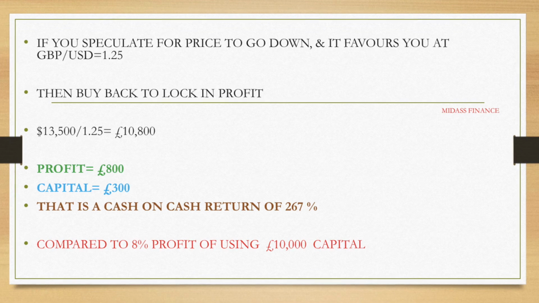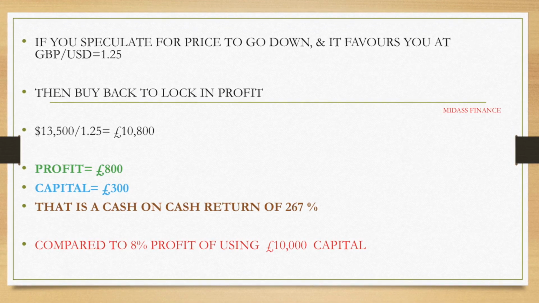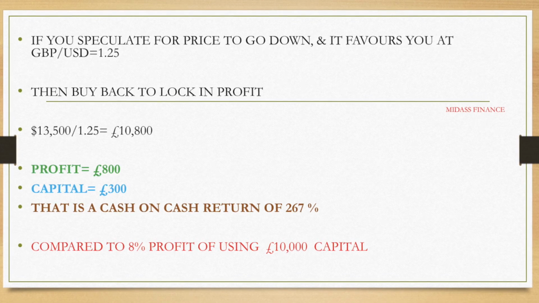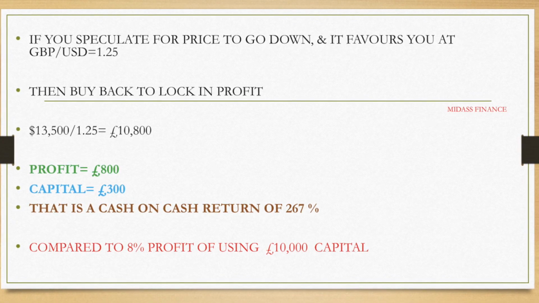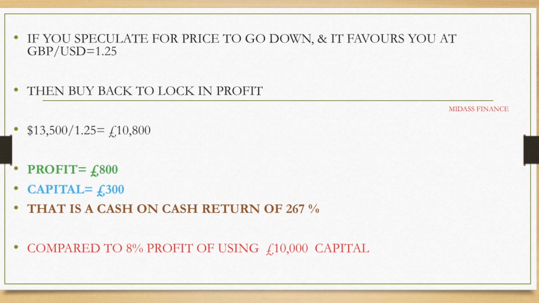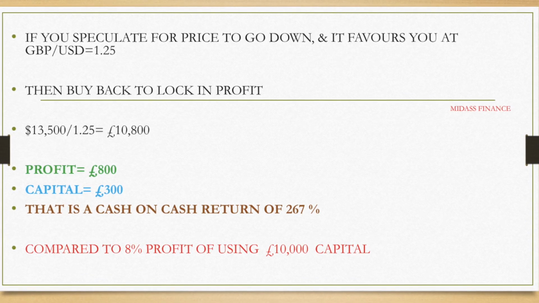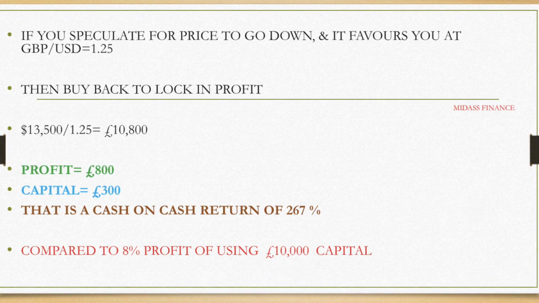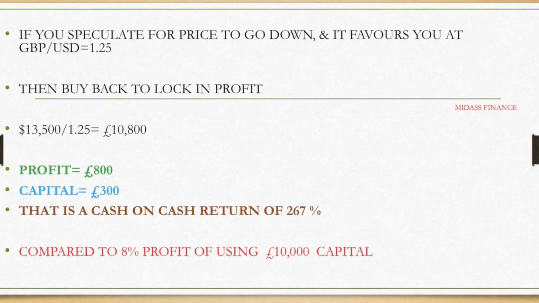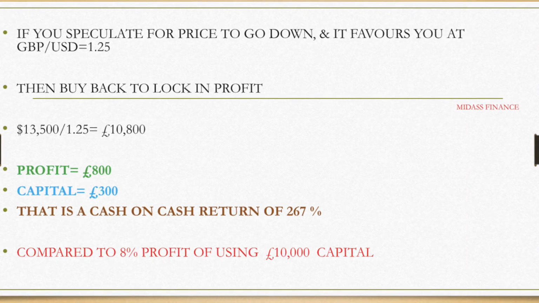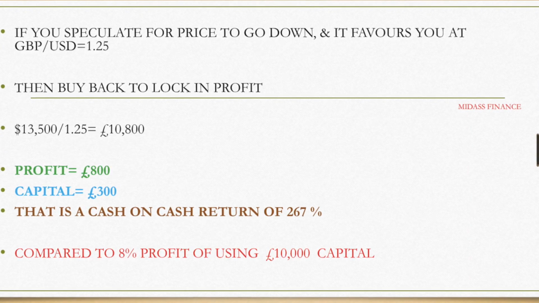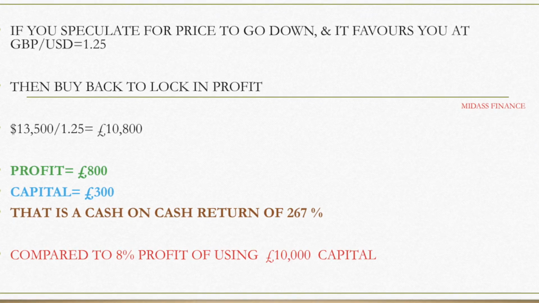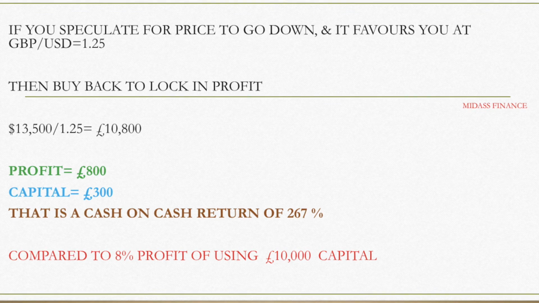So the position that you controlled was 10,000 pounds, converted to dollars at 1.35. Now here is where it becomes interesting. Your own cash value. Now look at how interesting it is. You're able to use 300 pounds to make a profit of 800 pounds.